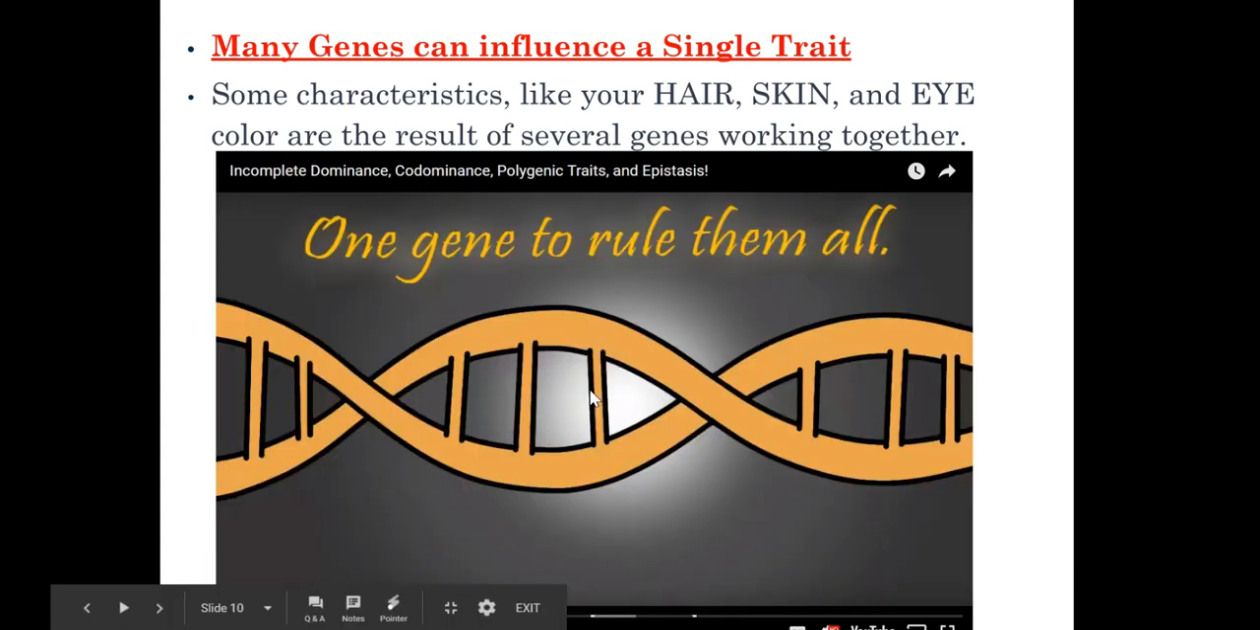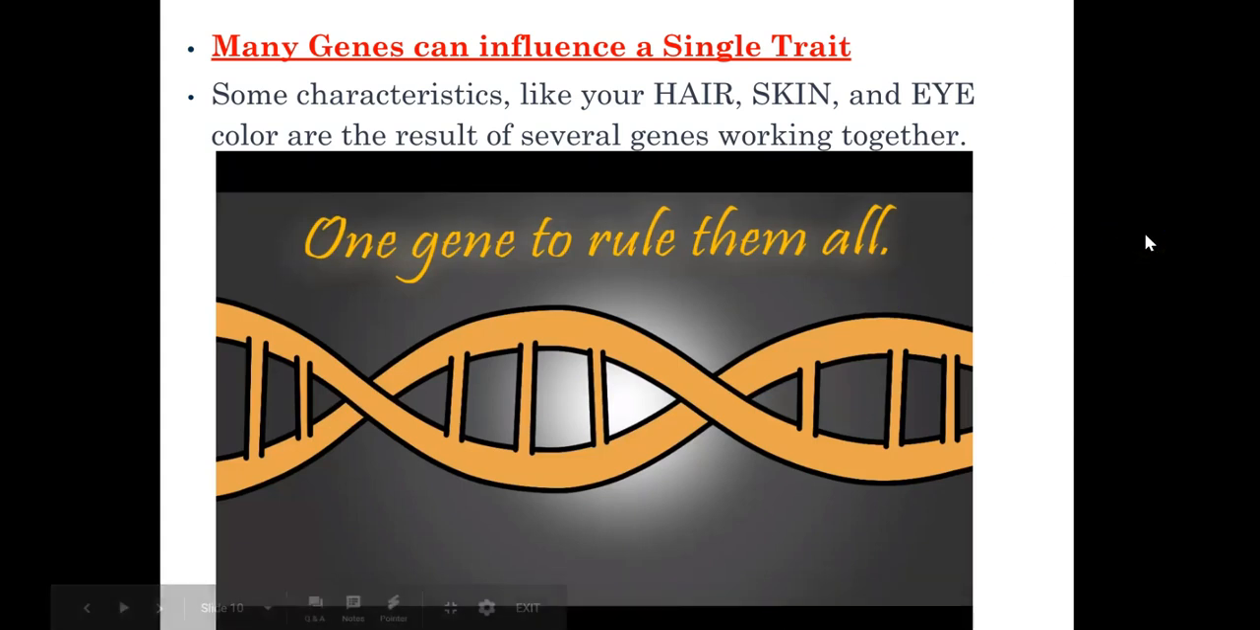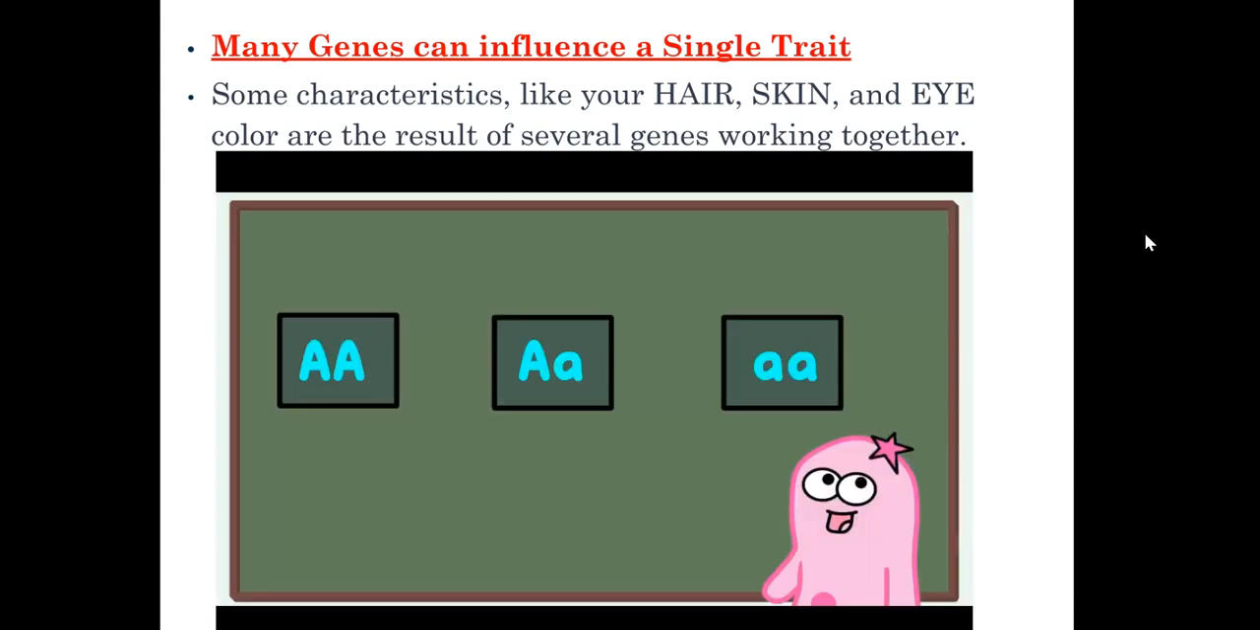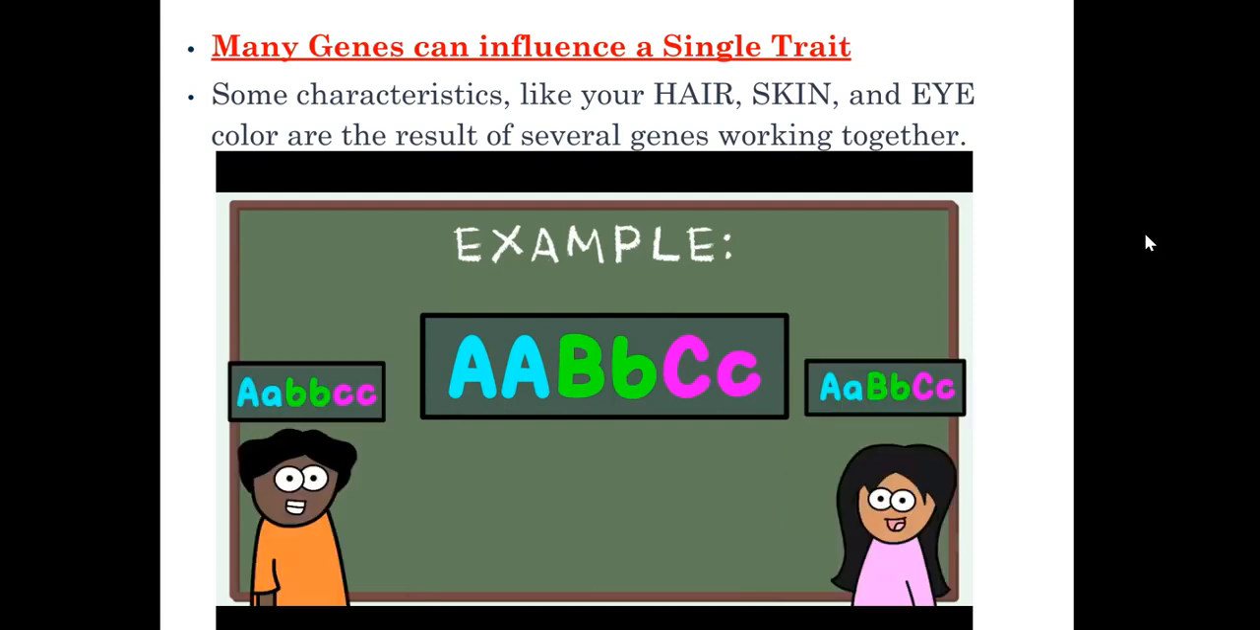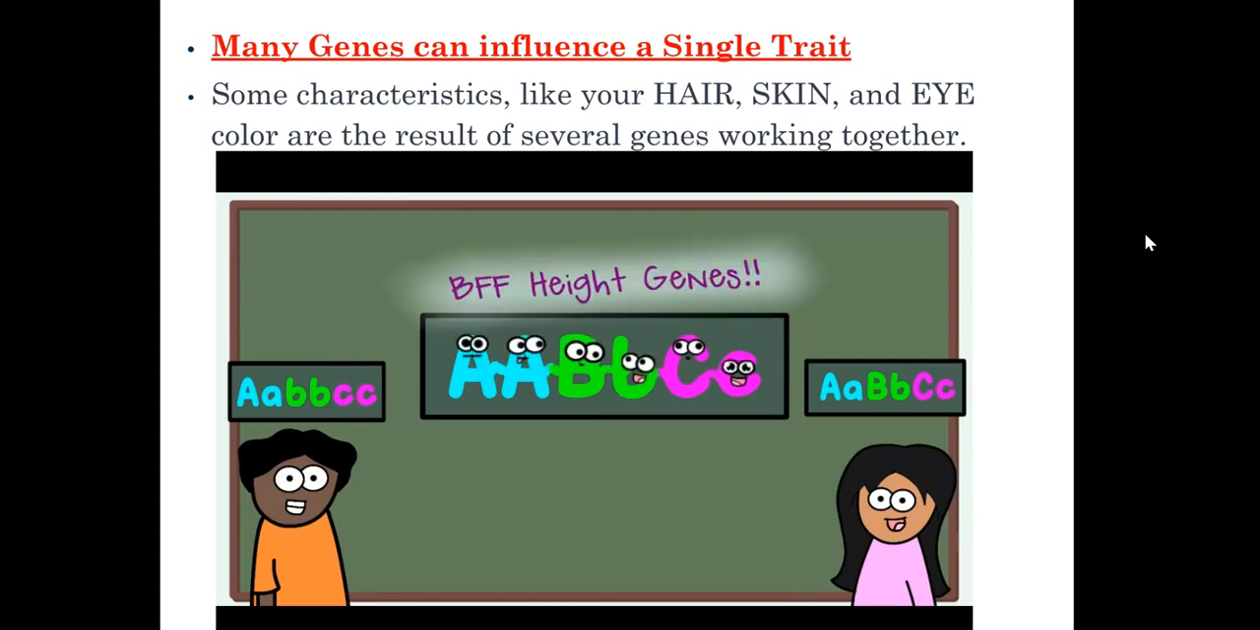How does that happen? There isn't just one height gene. There's a lot of genes that determine your height. What I mean by that is that you don't just have a pair of alleles, like big A, that will code for your height. It's more like someone having a genotype of big A, big B, little b, big C, little c, and maybe more genes to ultimately determine your height. And you inherit one allele for each of the height genes from each parent. All of these genes work together to determine your height.